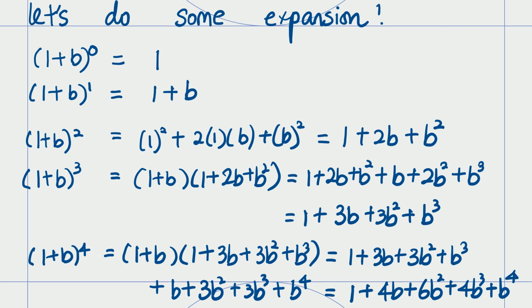If you look, there's a certain pattern there. If you have (1 + b) to the power of 0, you get 1 term. If you have (1 + b) to the power of 1, you have 2 terms. For (1 + b) to the power of 2, you will have 3 terms. For (1 + b) to the power of 3, you end up getting 4 terms. And for (1 + b) to the power of 4, you end up getting 5 terms: 1, 2, 3, 4, 5.